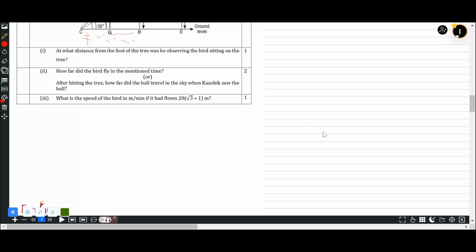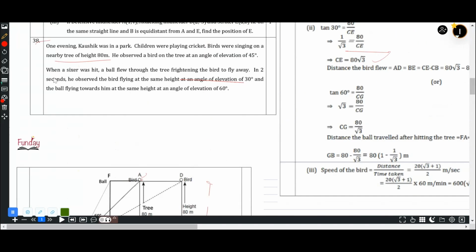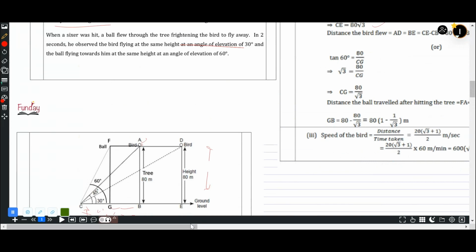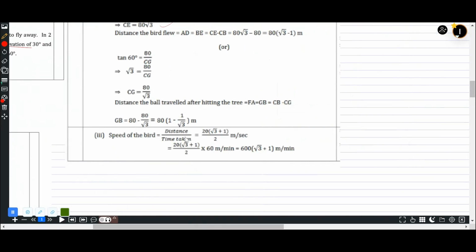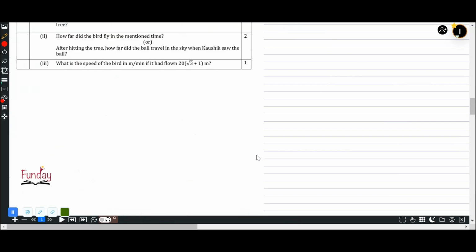Good. What is the speed of the bird in meter per minute if it had flown 20 into √3 plus 1? अब आपको टाइम दिया हुआ था, ओरिजिनली 2 सेकेंड्स में ऑब्जर्वेशन था, तो स्पीड ऑफ द बर्ड इज डिस्टेंस अपॉन टाइम. तो अभी न्यू डिस्टेंस आपको दे दिया 20 into √3 plus 1, टाइम था 2 सेकेंड्स, that is मीटर पर सेकेंड. बट आपको स्पीड बतानी मीटर पर मिनट में, हम क्या करेंगे 60 से मल्टीप्लाई करेंगे, into 60 meter per minute, that is 600 into √3 plus 1. Okay, very easy question, almost free 5 marks.